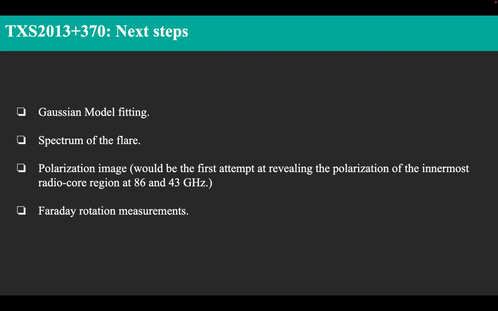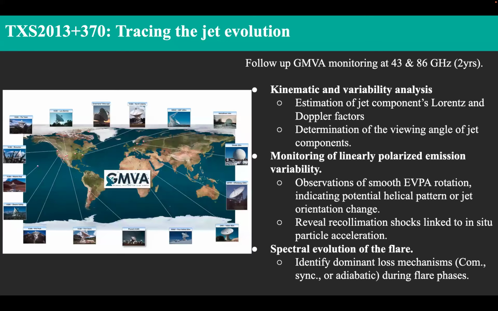Now, the next steps are a Gaussian model fitting in order to obtain the spectrum of the flare, a polarization image to see the local magnetic fields in the jet and how they behave during the flare and after the flare, and the Faraday rotation measurement to see if there is a twist in the magnetic field lines. Now, of course, this is not enough.